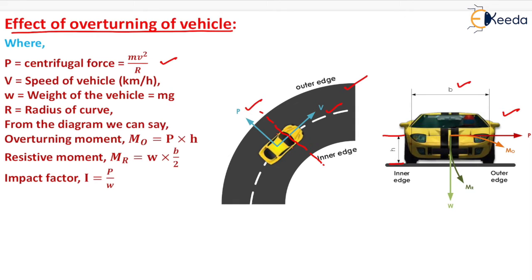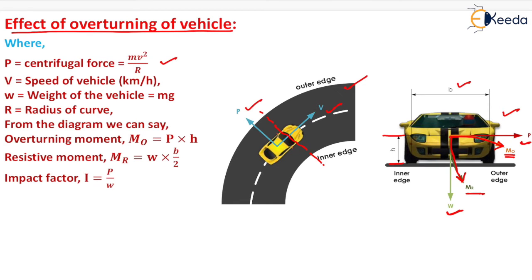Now suppose that vehicle is moving on a horizontal curve. Due to the movement on horizontal curve, there will be an outward force known as centrifugal force, which is acting in the outward direction like this, which is shown here, and the weight of the vehicle will be acting in the downward direction, that is W, which is shown here. Now due to this centrifugal force P, there will be an overturning moment, that is the overturning moment M naught, and due to this weight W, there will be a resisting moment, that is MR, which will be acting like this, opposite to that of overturning moment.